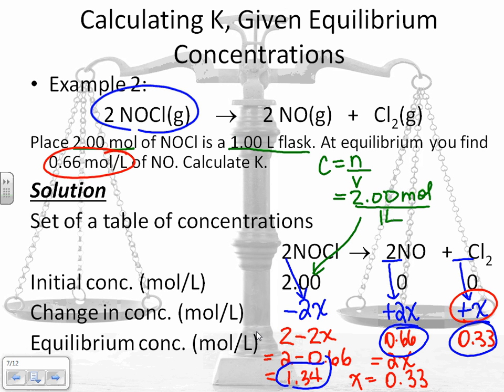So basically it means it doesn't matter if I start with only reactants or only products or a mixture of both. This reaction, when I start off with that concentration of NOCl at a certain temperature, I'm going to end up with more NOCl than NO and Cl2. So that's basically what it means.